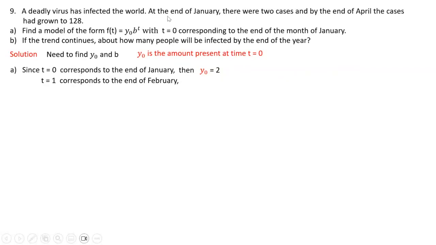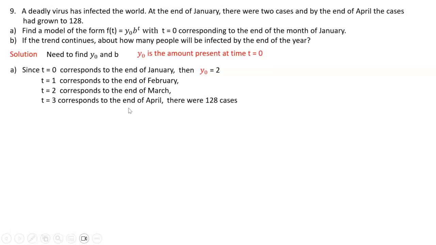Now, how do we go from the end of January to the end of April? t equals 1 corresponds to the end of February, t equals 2 corresponds to the end of March, and t equals 3 corresponds to the end of April. You can go straight from here to here by counting with your fingers or in your head, but I show you because most of us are visual, so I just show you why the next point that we're looking for will be (3, 128). So what I'm going to do here, I'm going to plug in 128 for f of t, plug in 2 for y naught, and then plug in 3 for the exponent t.